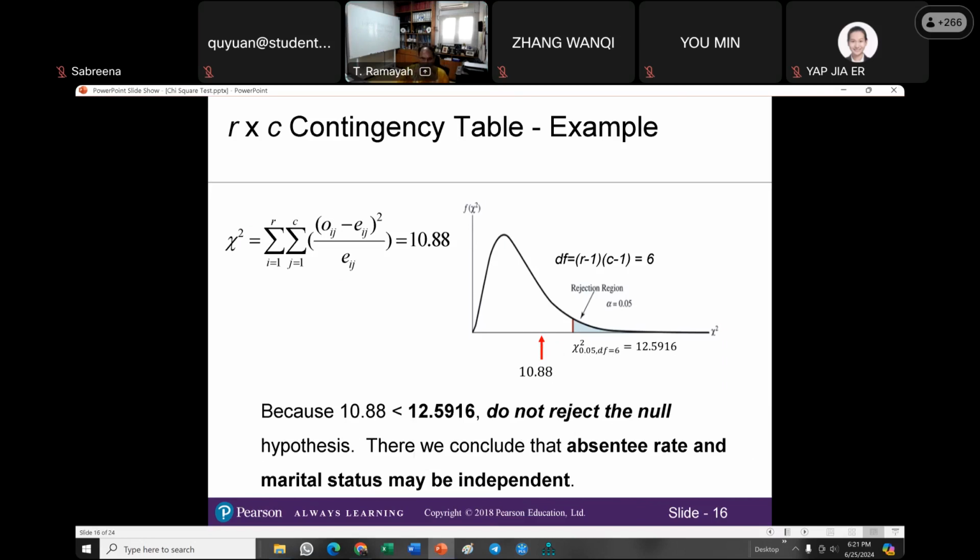Any questions on how to calculate the FO, FE, and find the critical value? Any questions on the critical value?